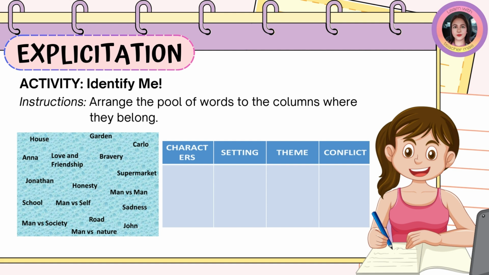Let's have an activity. Identify me. Instructions: arrange the pool of words to the columns where they belong.